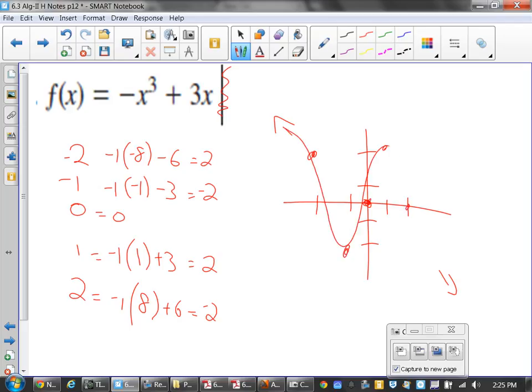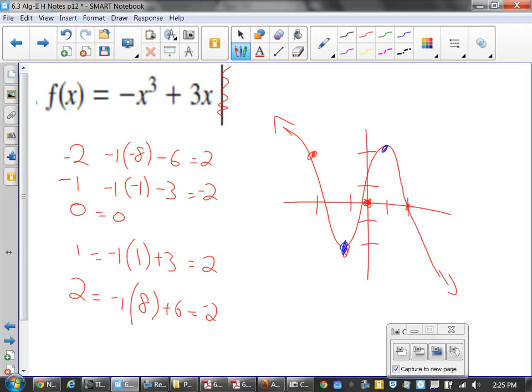Like Clay was saying, it's a third-degree polynomial, which means it could change direction up to 2 times. It just so happens that we were able to identify localized maximums and minimums. These values here become your localized maximum and minimum. That's what you would call a point of inflection.